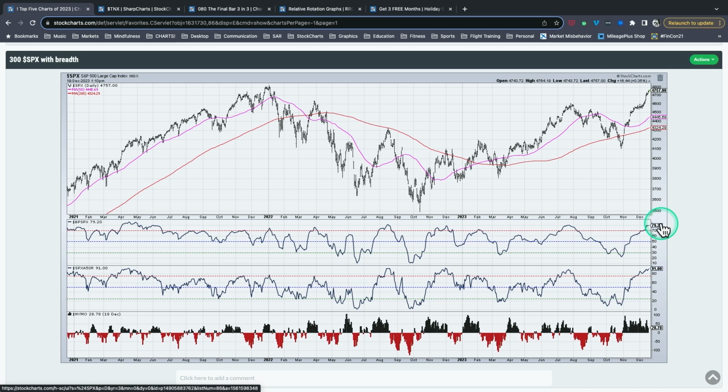Any measure of breadth or momentum is pretty excessively strong at the moment. And I think that has good and bad implications for the first quarter of next year. So we have the S&P 500 at the top with the 50 and 200-day moving averages, and we're going back 3 years.